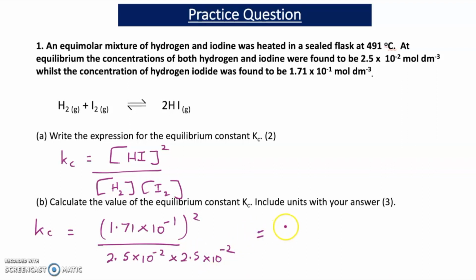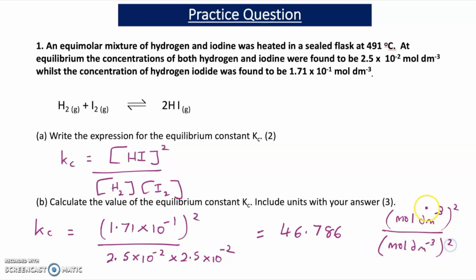And if we do this, we get a value for Kc, which is equal to 46.786. Now we have to work out the units for this. We have two concentration terms on the top, so it's moles per decimeter cubed squared, divided by two concentration terms on the bottom, so it's moles per decimeter cubed squared. These cancel out, and therefore there are no units for the equilibrium constant Kc.